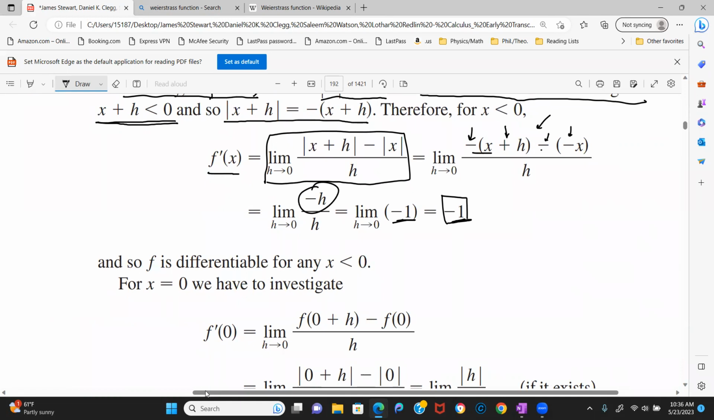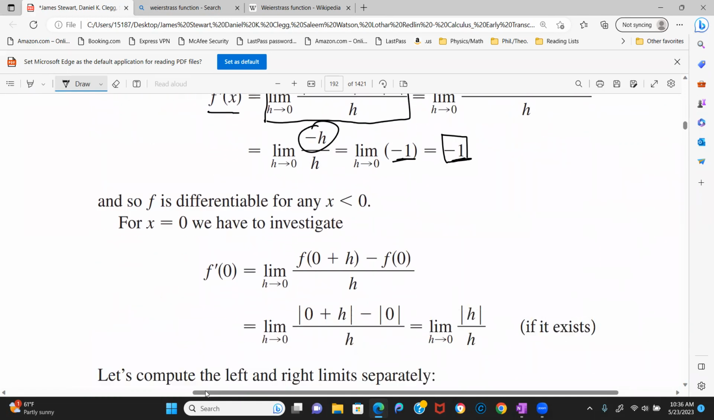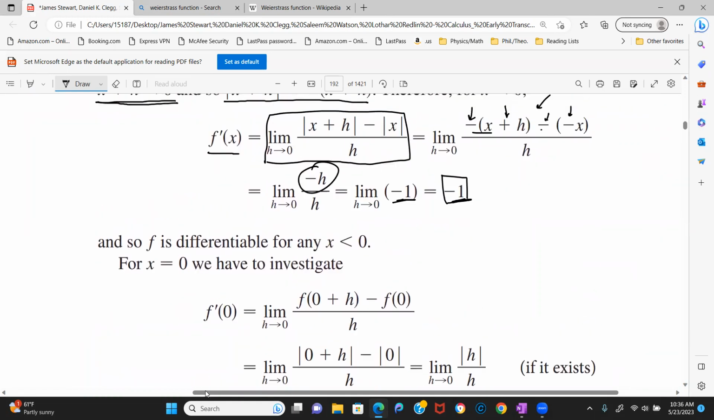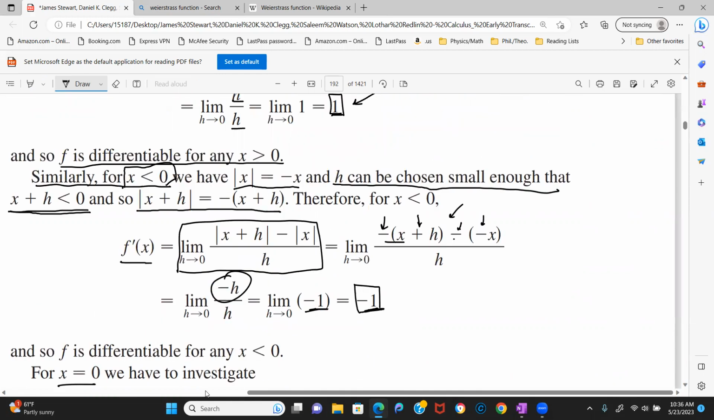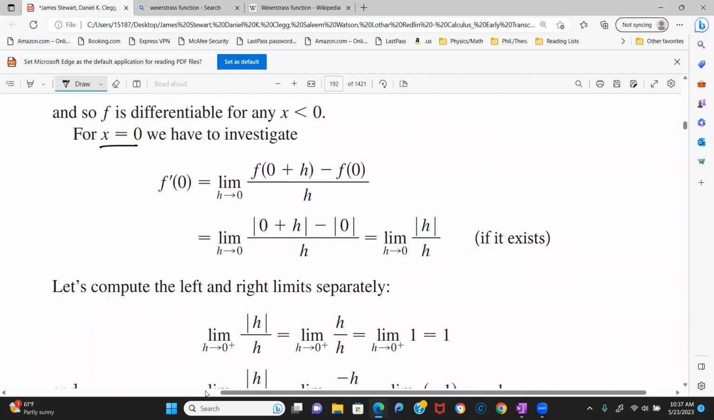But now the question is, what about when x is 0? Well, you can kind of already see that it's not going to be differentiable at 0, because if you consider this limit from the left and from the right, you're going to get 1 in one case when you're to the right of 0, but you're going to get -1 if you're to the left of 0. So let's see how that calculation works.